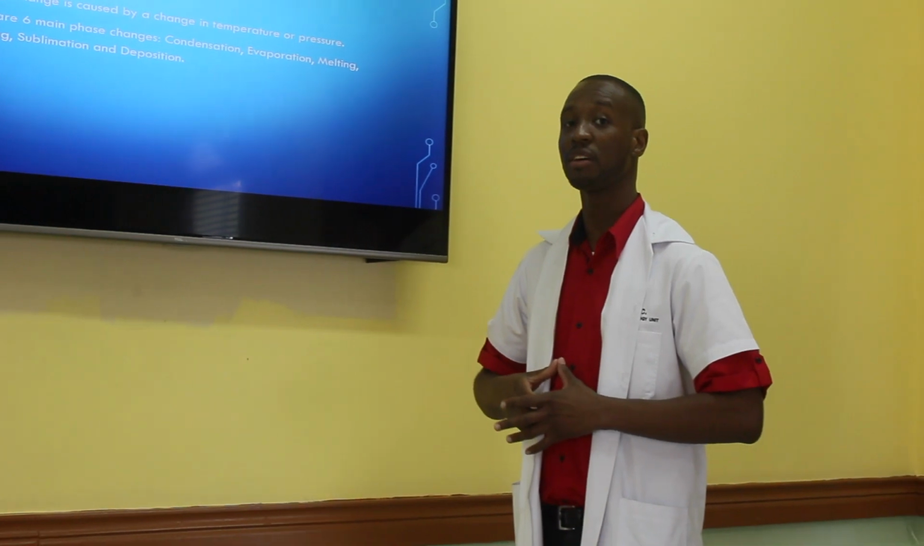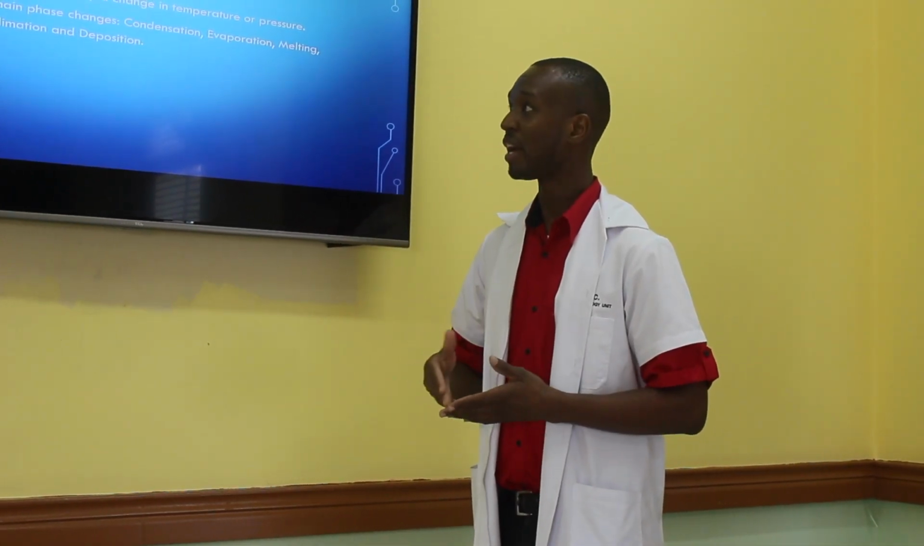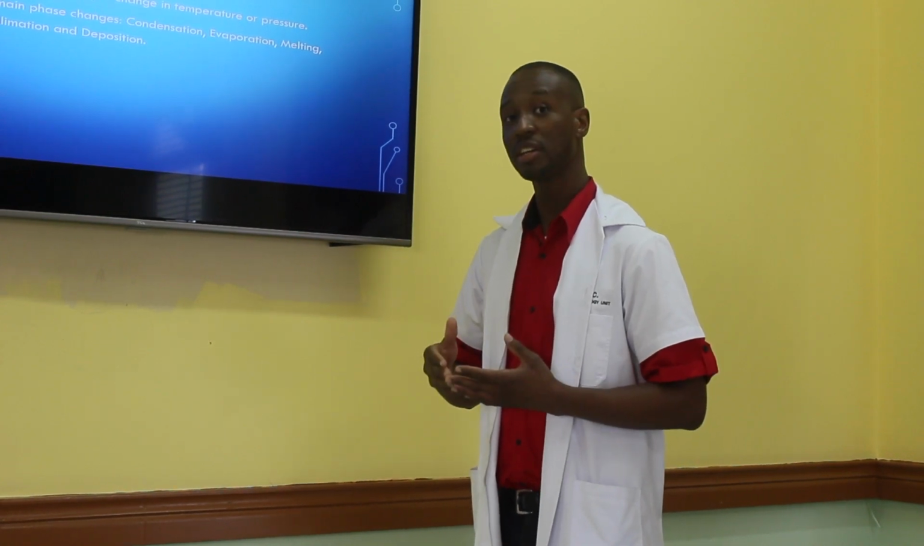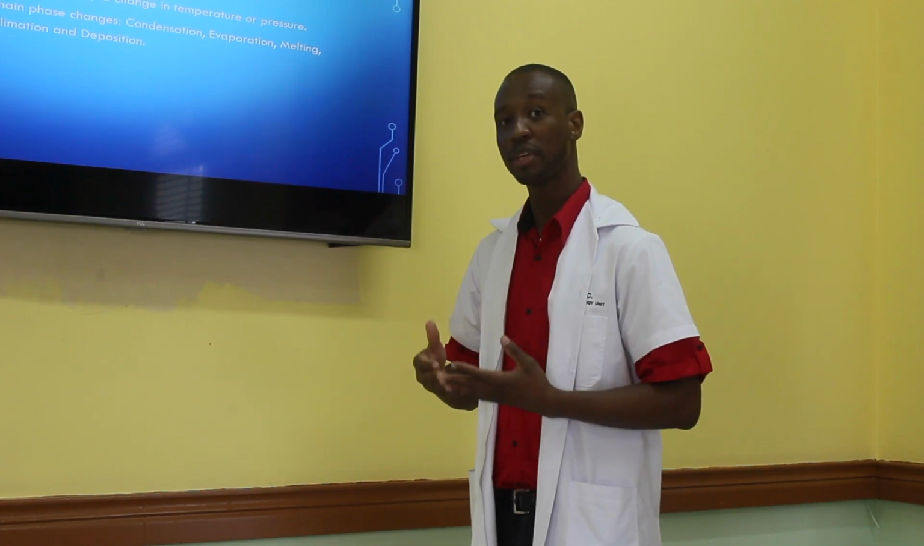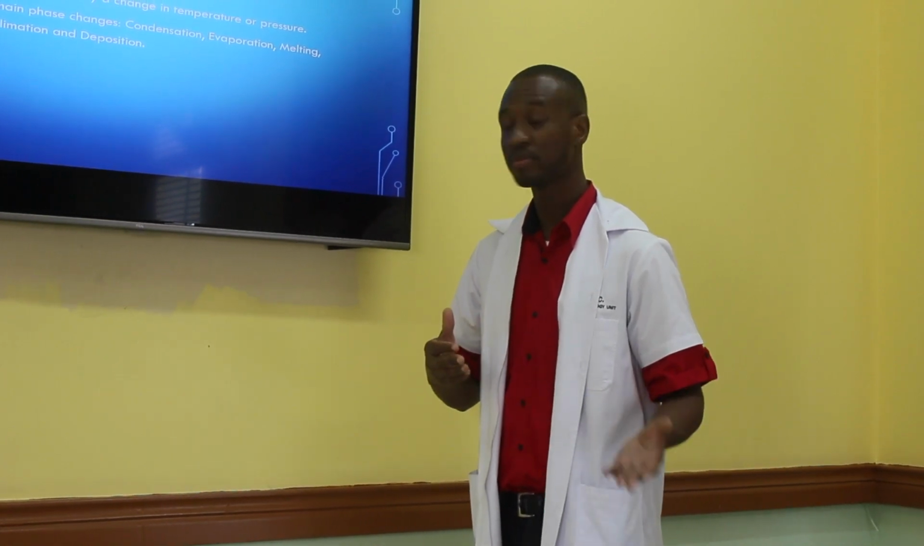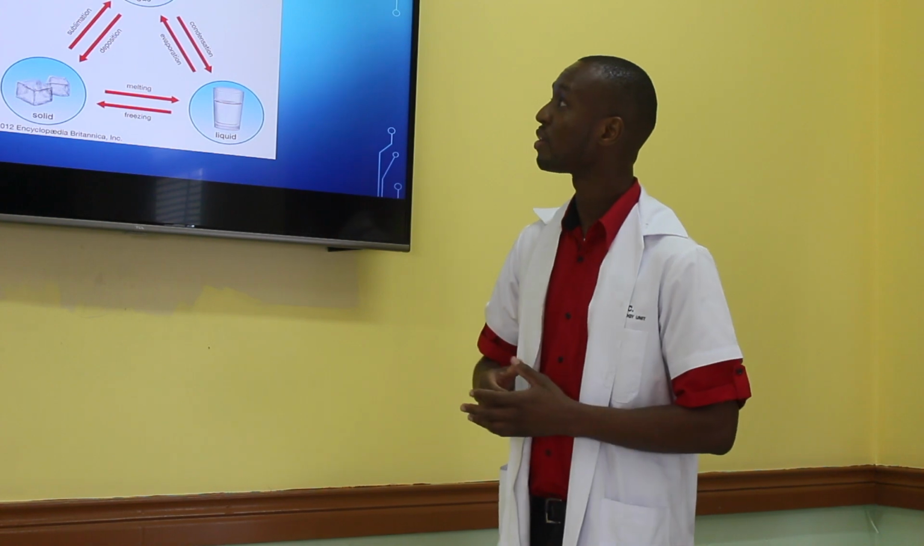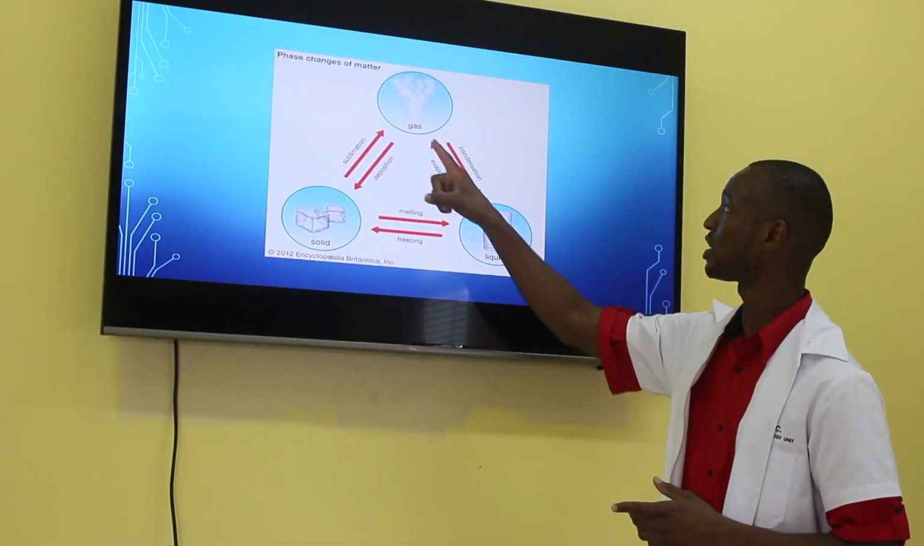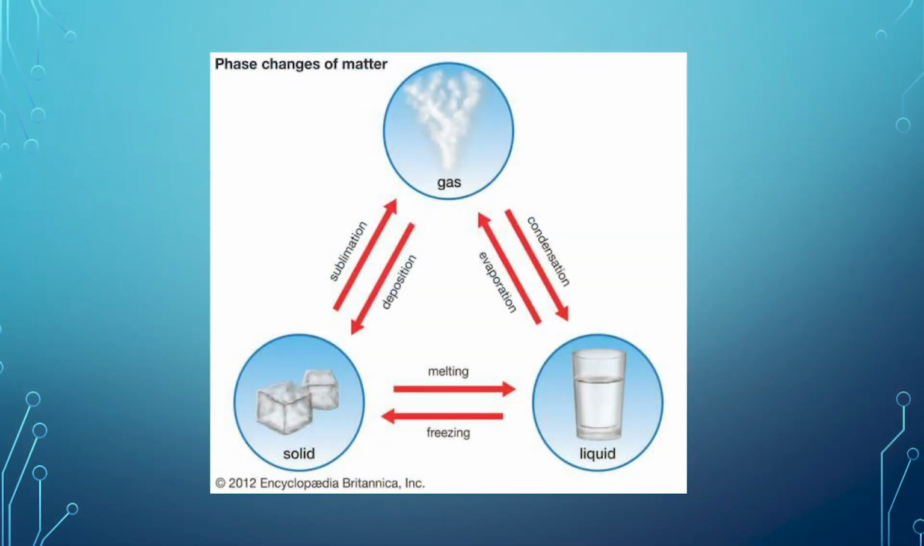Phase changes are either caused by a change in temperature or pressure, and we have 6 main phase changes: condensation, evaporation, melting, freezing, sublimation, and deposition. Now, as we can see from our chart, condensation is a change from a gas to a liquid, while evaporation is a change from a liquid to a gas.